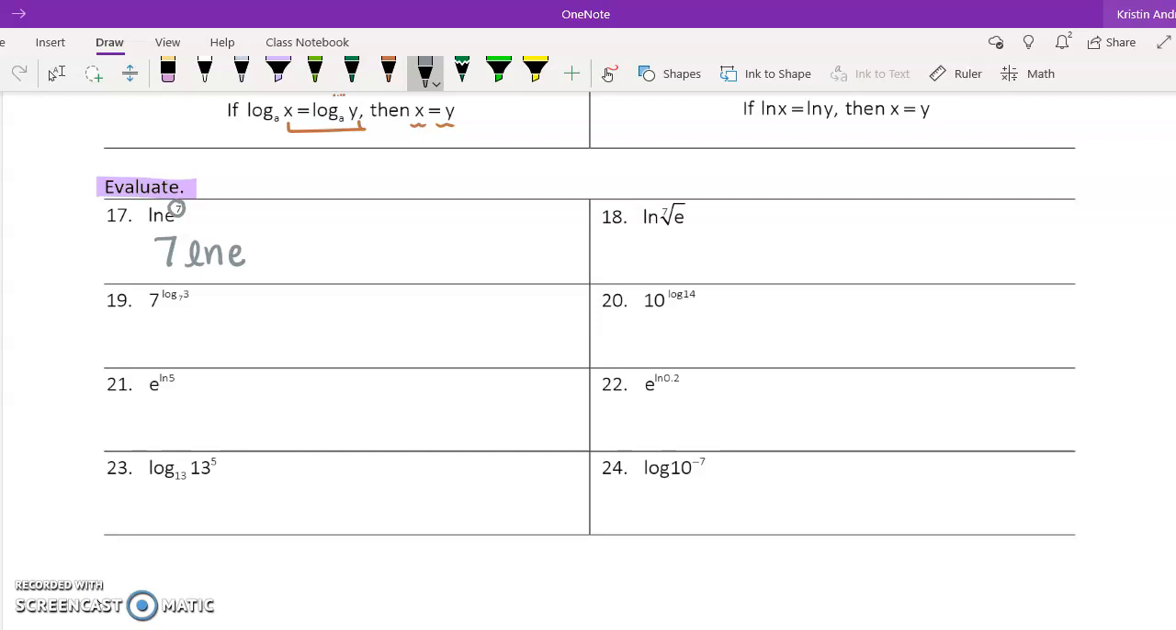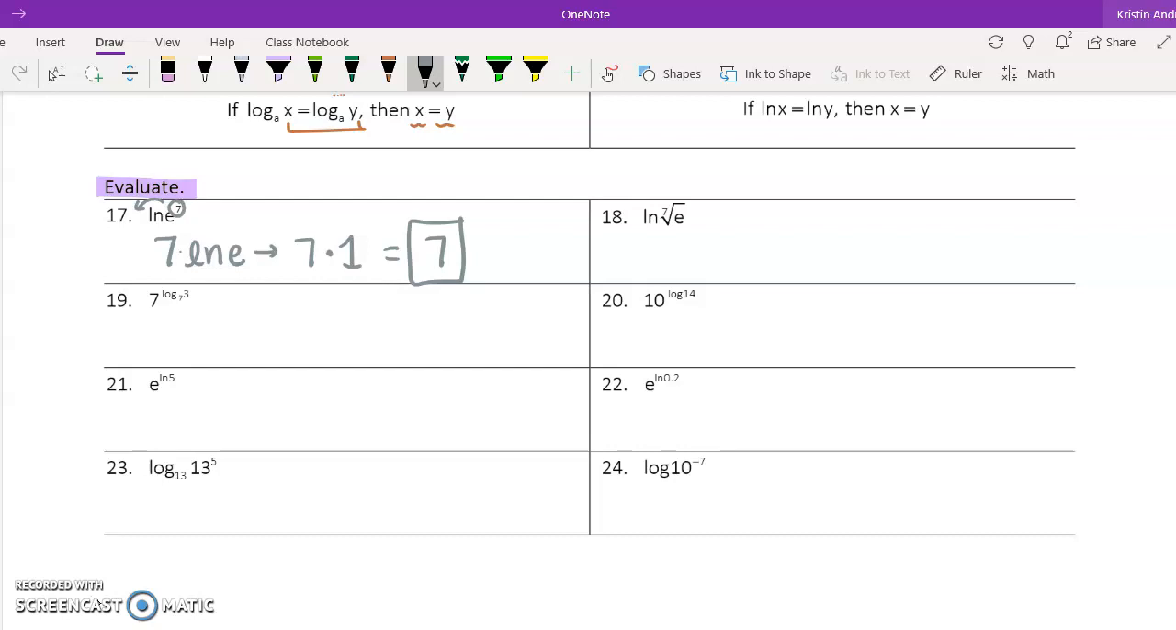So this just gets moved to the front times ln of e. What's the ln of e? 1. So 7 times 1 is 7. Don't make the mistake of calling ln of e a 1 and making that 1 to the 7th power. It doesn't work that way. You have to move that power out in front first.